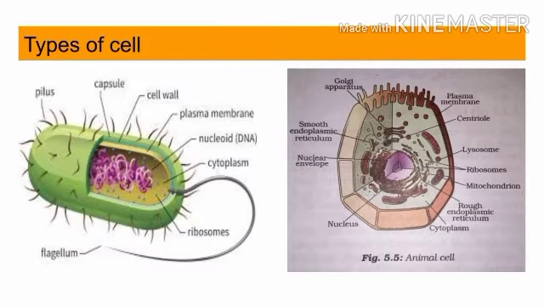The types of cells. These are both types of cells. The first diagram depicts the prokaryotic cell. This is the figure of a bacterium which has a flagellum that helps in movement. And the next diagram depicts the eukaryotic cell, which has a prominent nucleus, and everything is well maintained and well defined in this diagram.